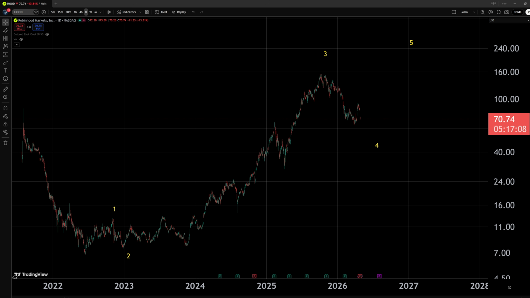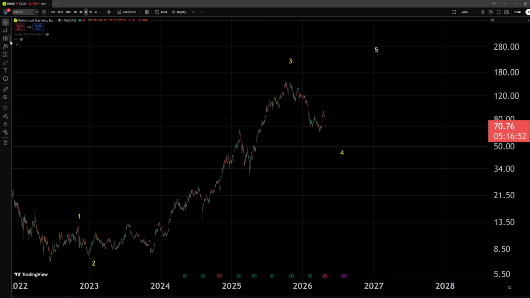We are going to take a look at the structure, the levels to watch out for, and the pattern we can realistically expect, because there are a couple of options we could be tracking. So let's start with a larger time frame to actually provide the context of this chart. And here we have been tracking this idea of a larger leading diagonal.